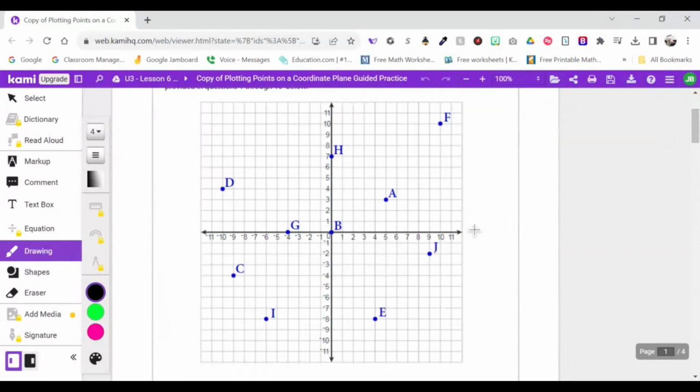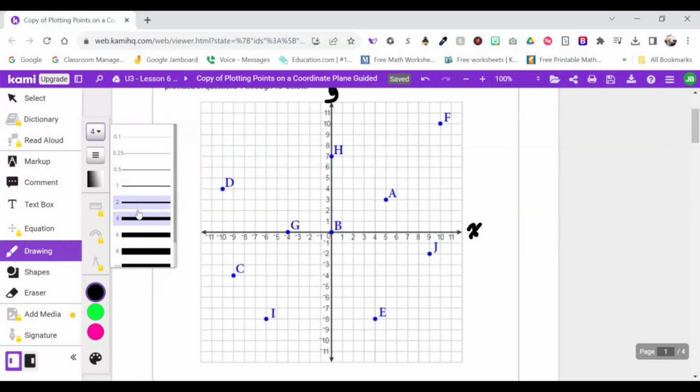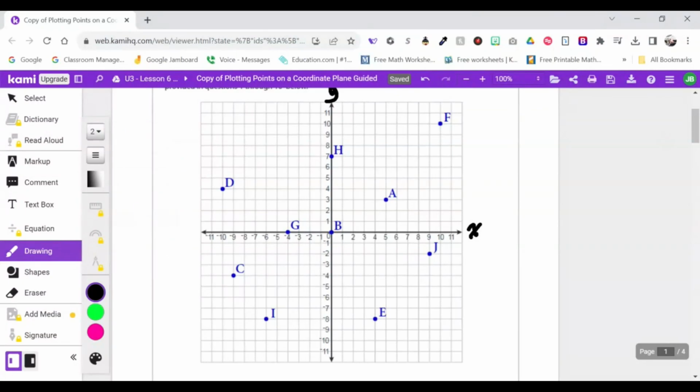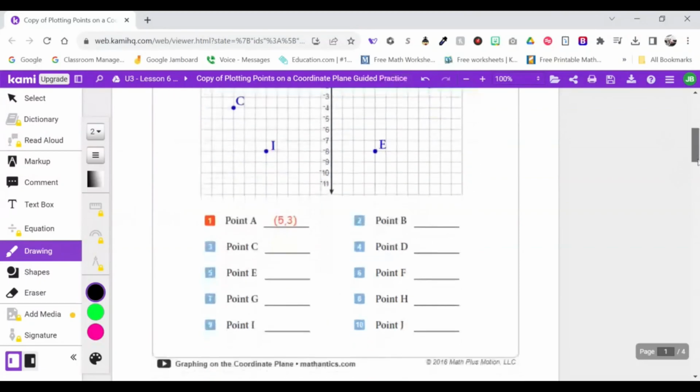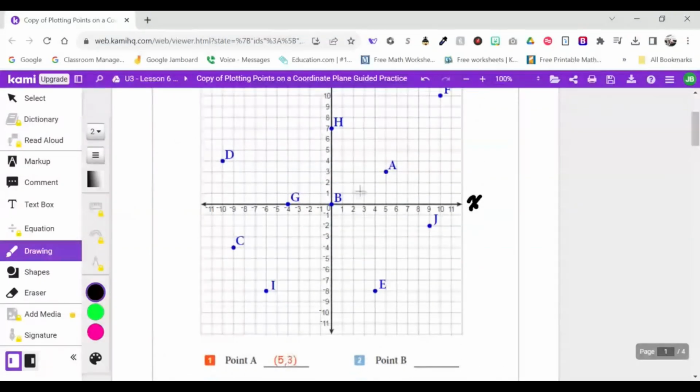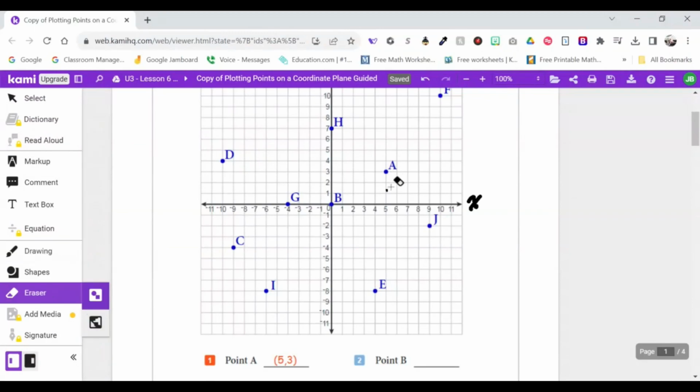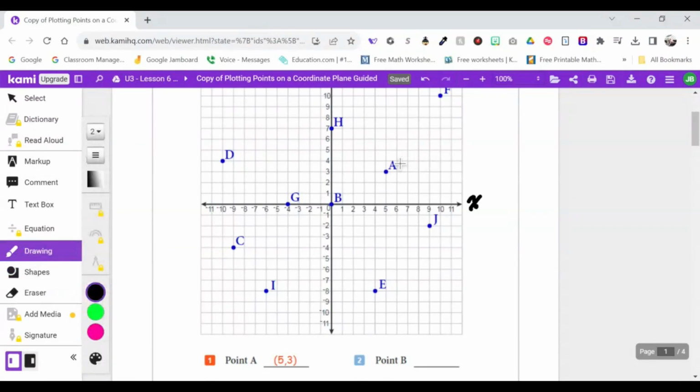Okay. The first thing we need to do though is indicate that this is our x-axis. This is our y-axis. Okay. So we will start with point A, and they gave us the answer, but to get to point A, we would move over 5 to the right because the 5 is positive, and then in the y direction we would go 3, which means we go up, and so that ends up being our point. This is the point 5, 3.